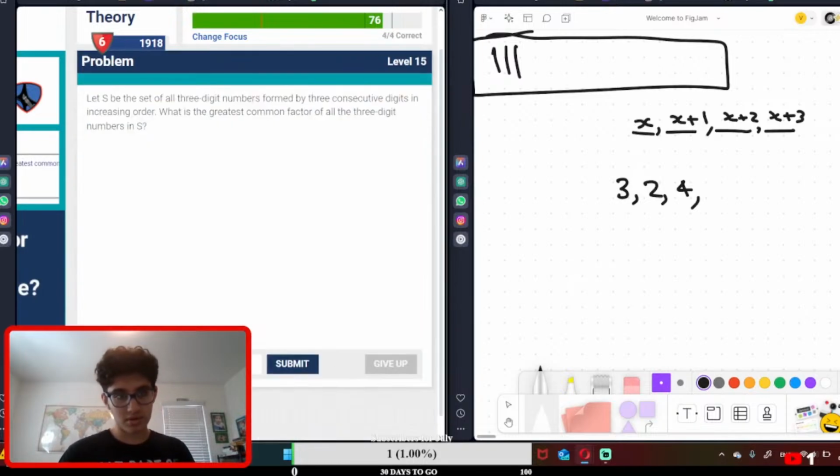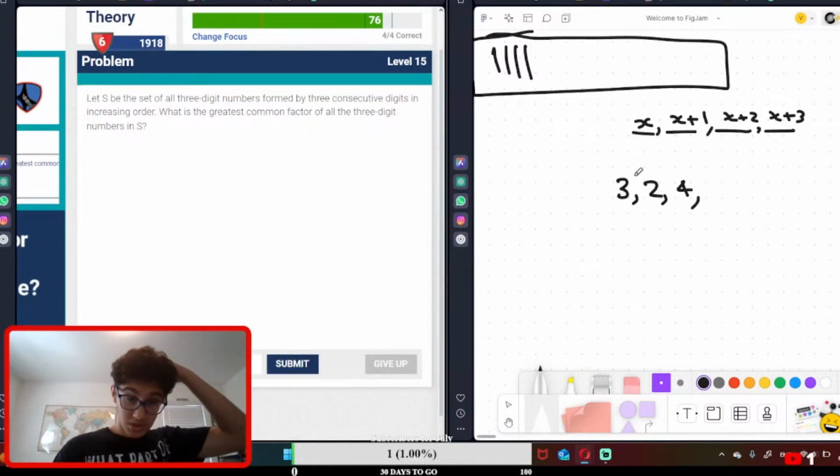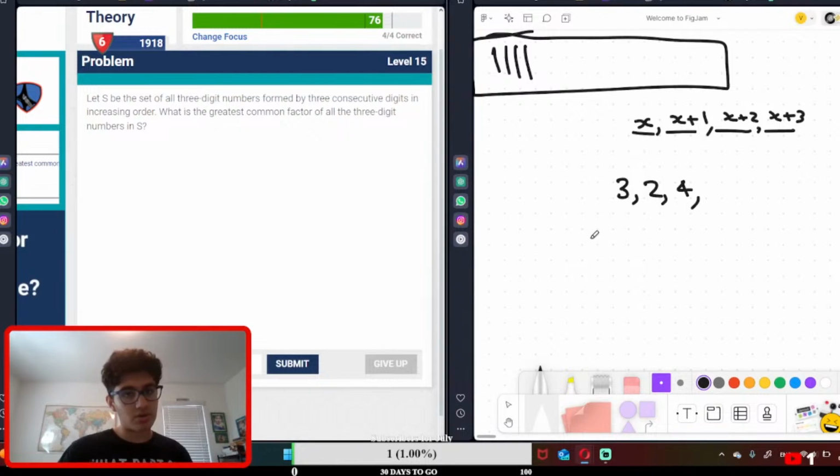That's 4. Let S be the set of all three-digit numbers formed by three consecutive digits in increasing order. What is the greatest common factor of all three-digit numbers in S? Okay, so one will be a multiple of 2, one will be a multiple of 3, the other one will be a multiple of 4. So this will again be 24.